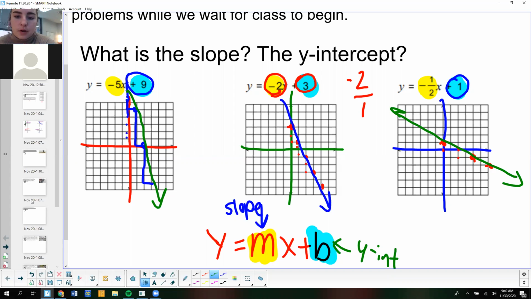And we'll have more practice with that, but I just wanted to remind everybody what we've been talking about for several weeks, what we've been working on. Being able to identify slope and the y-intercept in these equations is really helpful. So just making sure we know how to do that.